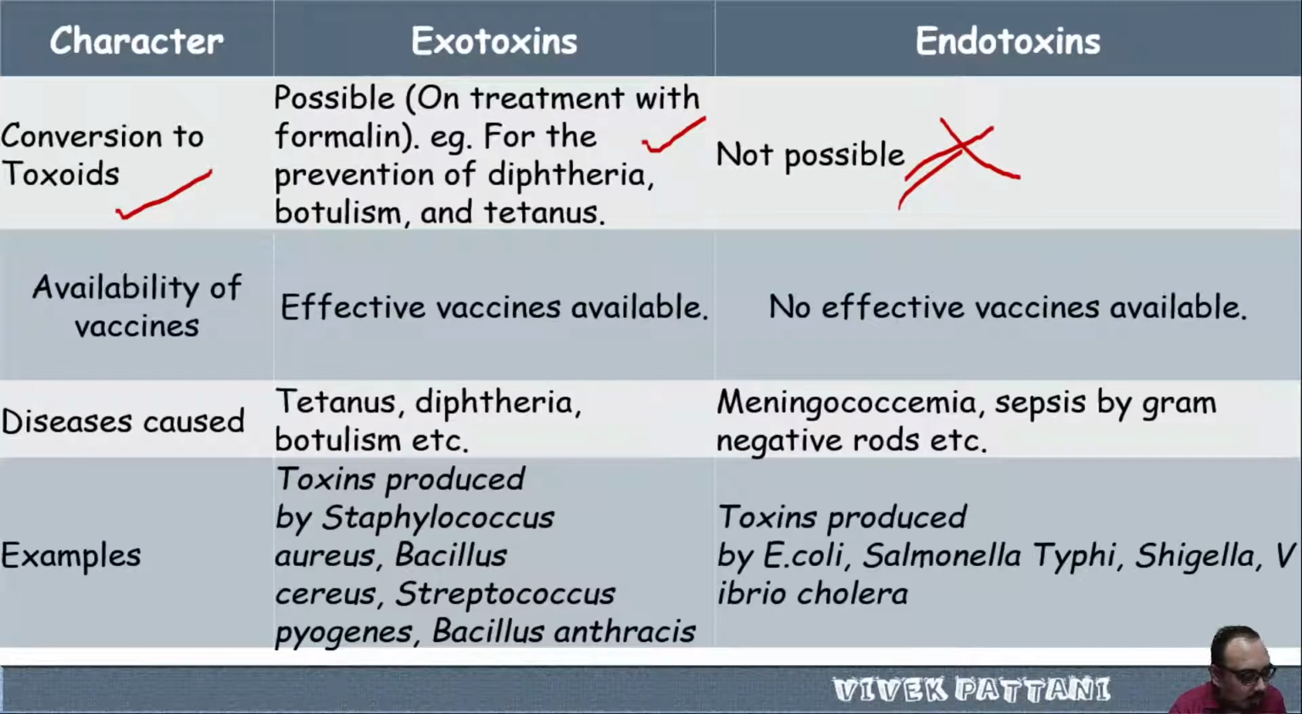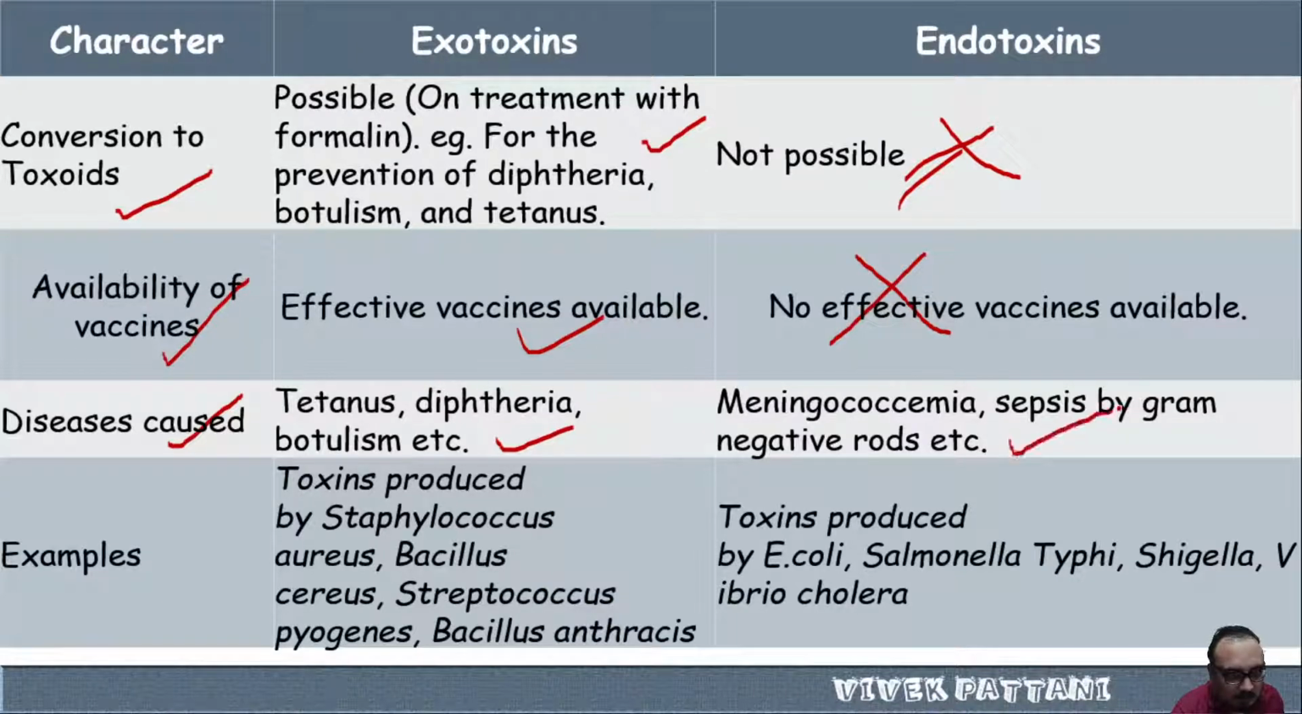For example, toxoids are widely used as vaccines in the case of tetanus and diphtheria, as well as for the treatment of botulism. Now comes the availability of vaccines. It is possible in the form of toxoid in the case of exotoxins, whereas in the case of endotoxins, no effective vaccines are available.